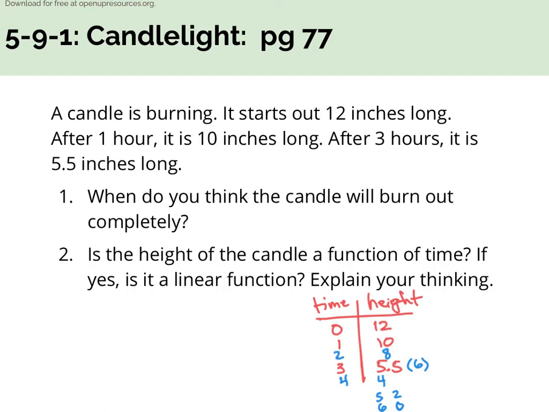And then can we ask, is the height of the candle a function of time? That answer is yes. Because at one certain time, the candle can only be a certain height. It's not going to have 2 heights. It's going to have a certain height. So 1 input for exactly 1 output. Now, is this linear? No. We can look at it and see that it's not, because it goes from 12 to 10, 10 to something, and then here was 5.5. And then we said it might be 6. So is this linear? Is it going down exactly the same amount every single time? It is not.